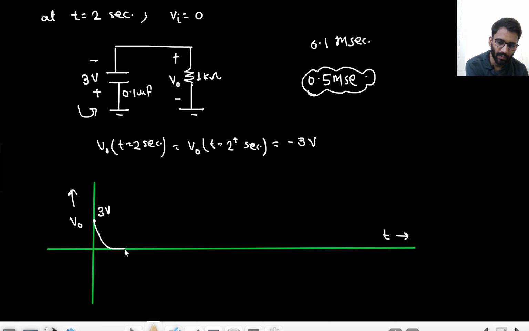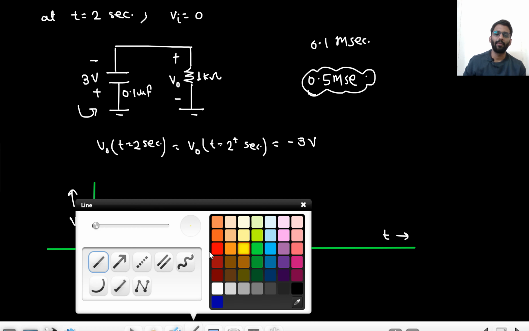It will decay down to 0 very quickly. Then it will remain there at 0 only, because the capacitor is charged to 3 volt. Now since the input is gone, the V naught value will suddenly be minus 3 volt. Now what will happen? The capacitor will get discharged to 0 volt, right? And it will get discharged to 0 volt and remain there.